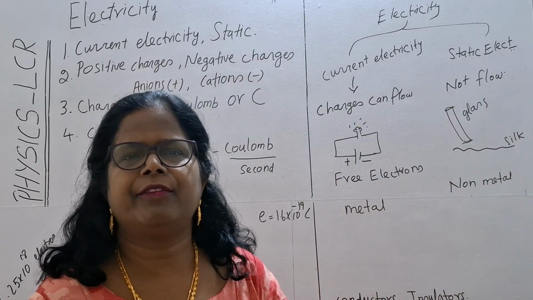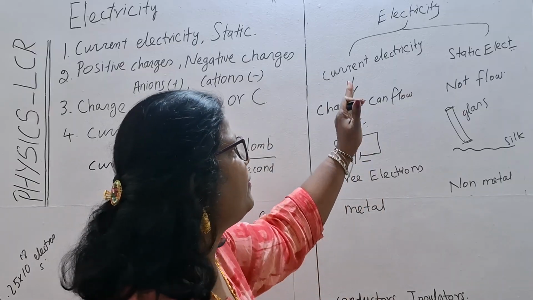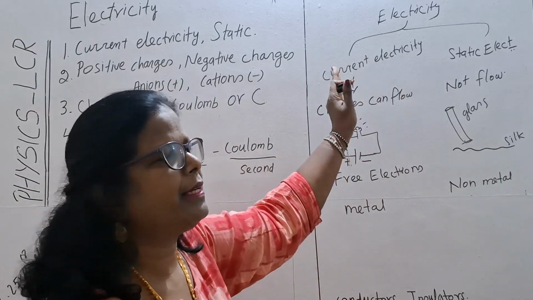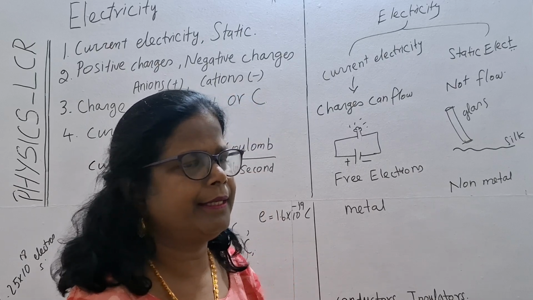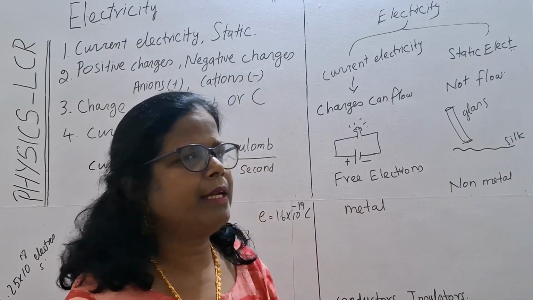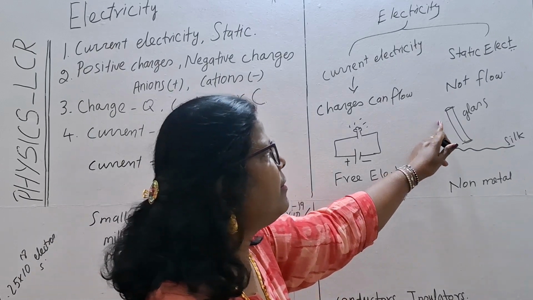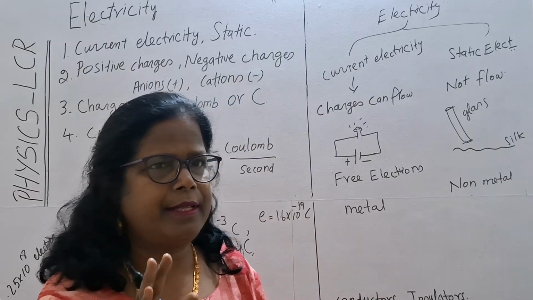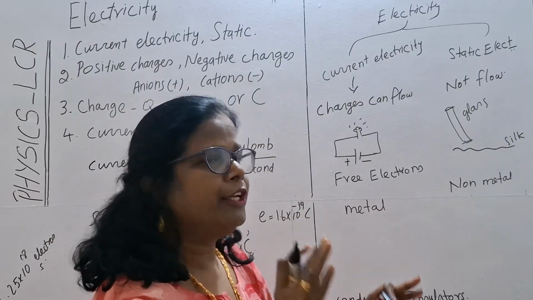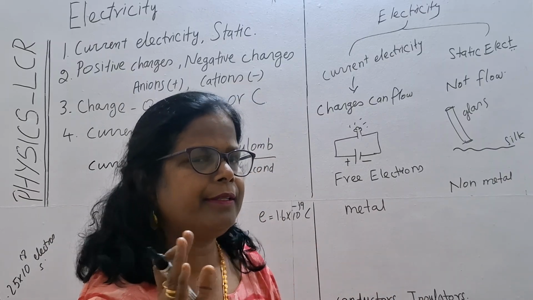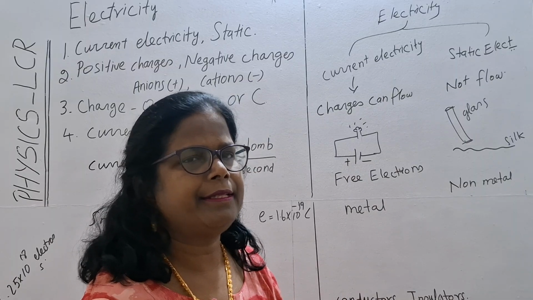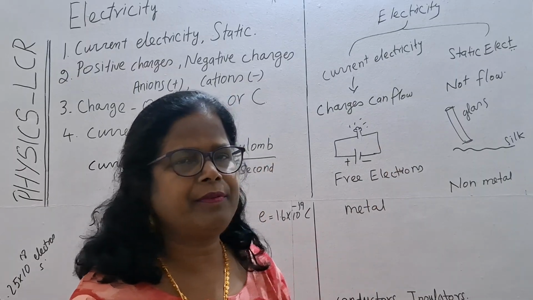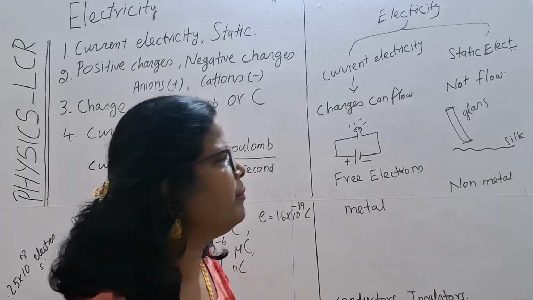Static electricity is a very big chapter. Here we are studying electricity, that's why I am telling about the two types of electricity. In static electricity, charges do not flow. Some combinations are there: glass and silk, ebonite and fur. Ebonite is a good combination whenever we study static electricity.